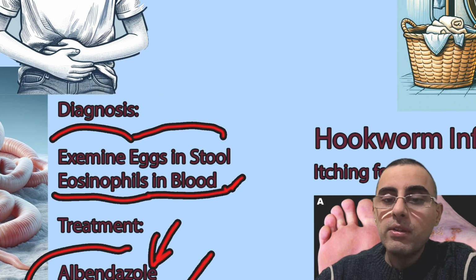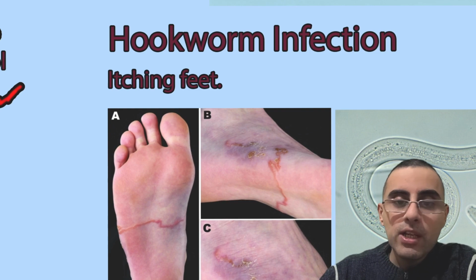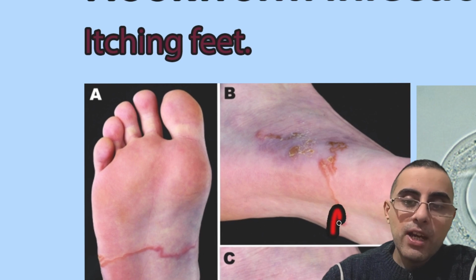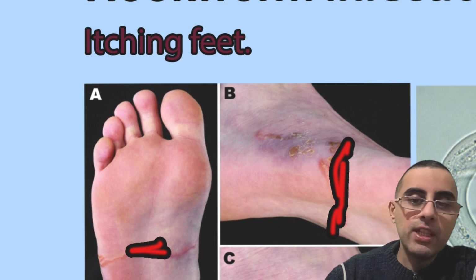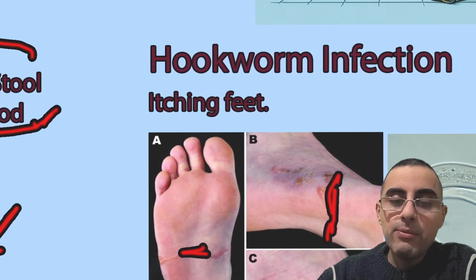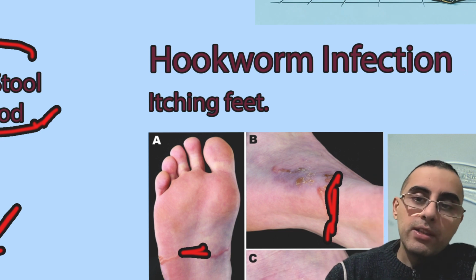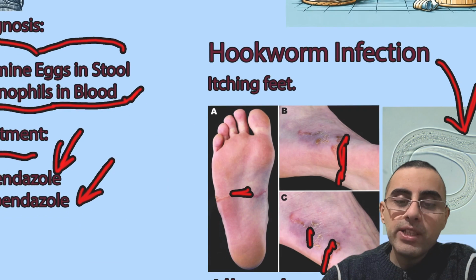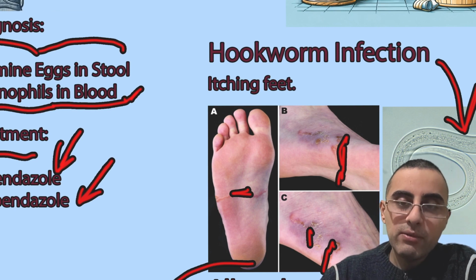The third most common worm infection is hookworm infection, and hookworm infection causes itchiness of the foot in many cases. It's the infection area of the skin, you can see here, and it causes itchiness and irritation of the skin, and this larva migrates in the blood and then to the respiratory tract, then it is swallowed, and eventually this hookworm will grow in the intestines and live in the intestine. Albendazole and mebendazole is the same treatment here also, and treatment is very effective also.